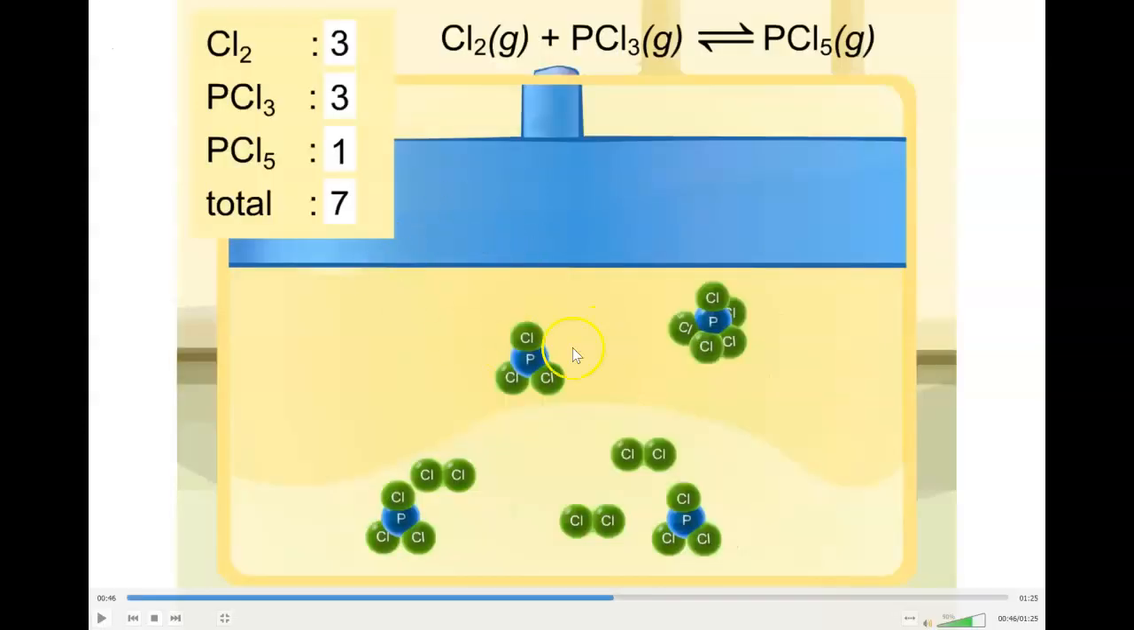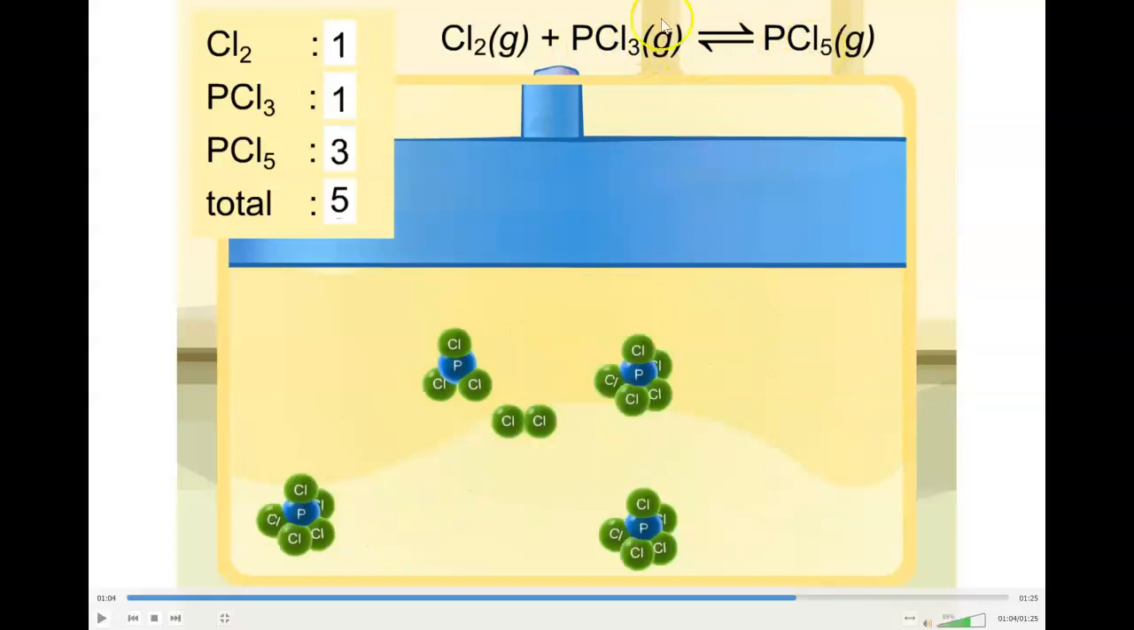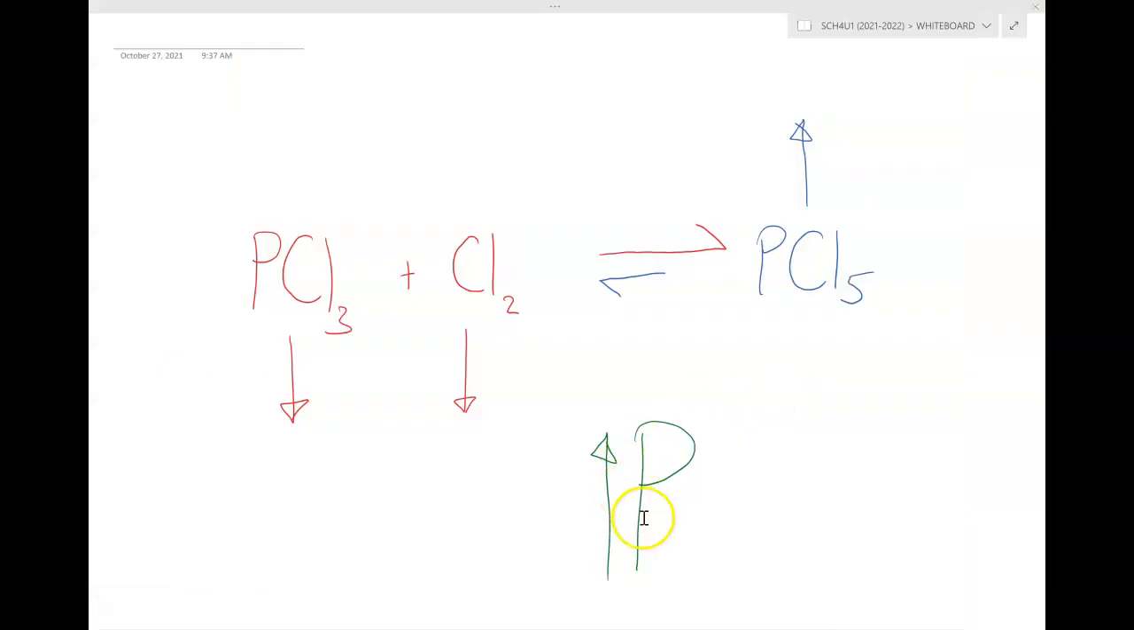So looking back here, we originally had 7 molecules inside the container colliding with the walls, exerting a certain amount of pressure, but because we're moving over to the right, we're shifting forward, and 2 molecules become 1. And thus we now have only 5 molecules in total exerting pressure on the container walls. With fewer molecules colliding with the container walls, the pressure inside has decreased. So, by increasing the pressure of the system, it forced the equilibrium to shift to the right, which resulted in a decrease of the pressure, because there are now fewer molecules in the container.